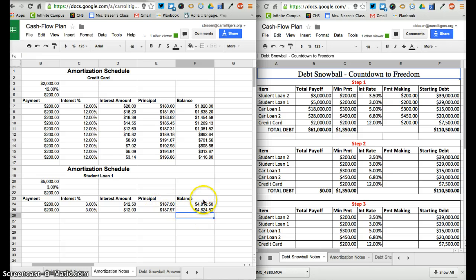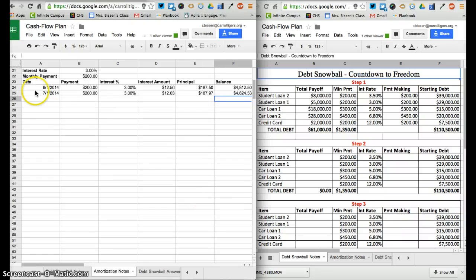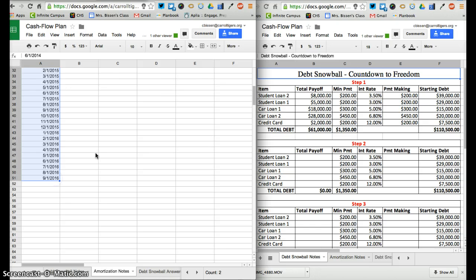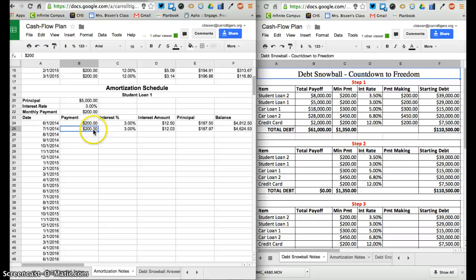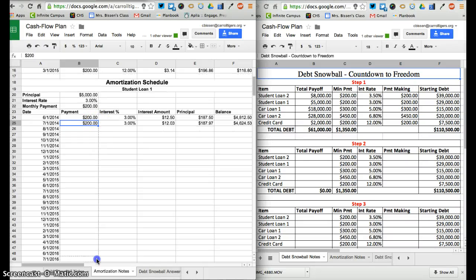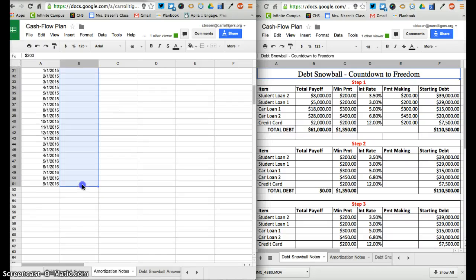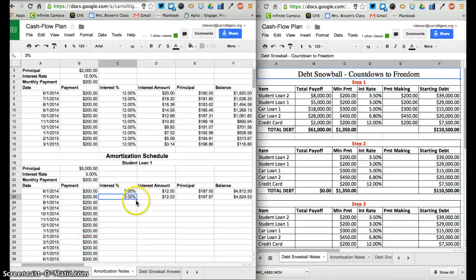Okay, now that I have two lines done, I can start pulling these down. So remember, for the date, I'm going to highlight 2, turn this into a cross, and I'll just pull down however far I think it might be. Okay, go down here, pull these down.